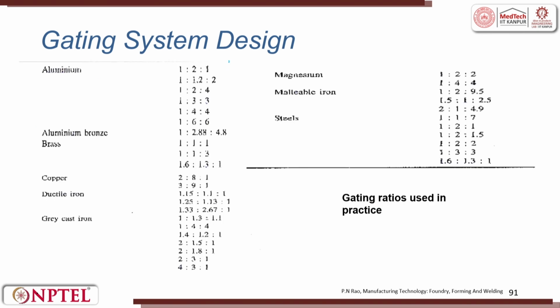So, here we have presented all the different gating design ratios for aluminum, aluminum bronze, brass, copper, ductile iron and grey cast iron. We can also see them for magnesium, malleable iron and steel. So, you can have a pressurized gating system or a non-pressurized gating system.